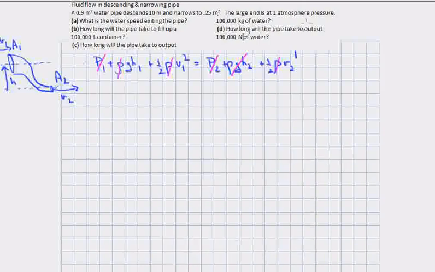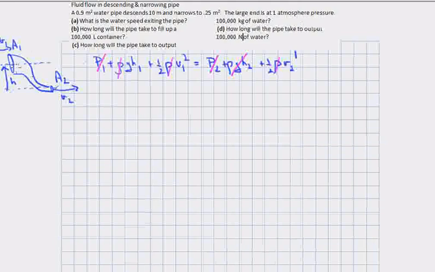A 0.9 meters squared water pipe descends 10 meters and narrows to 0.25 square meters. The large end is at 1 atmosphere pressure. A. What is the water speed exiting the pipe? B. How long will the pipe take to fill up a 100,000 liter container? C. How long will the pipe take to output 100,000 kilograms of water? And finally, D. How long will the pipe take to output 100,000 newtons of water?